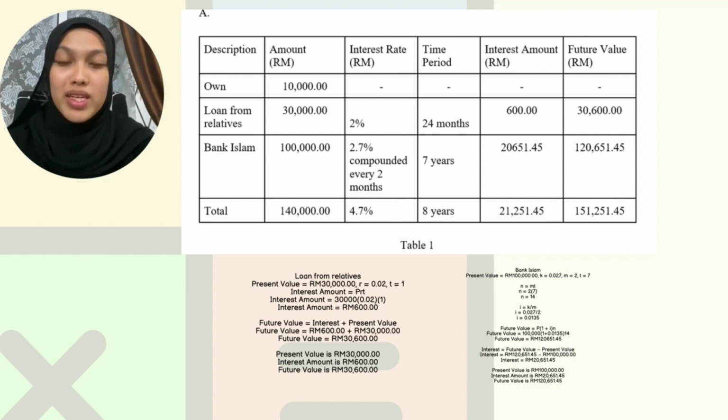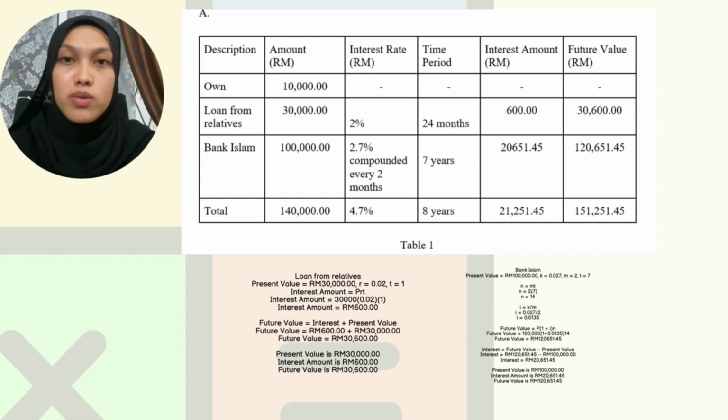After that, for Bank ABC, we need to find the interest amount, but to get the interest amount, we need to find the future value first. For Bank ABC, the formula is FV equals P open bracket 1 plus i close bracket to the power of N.